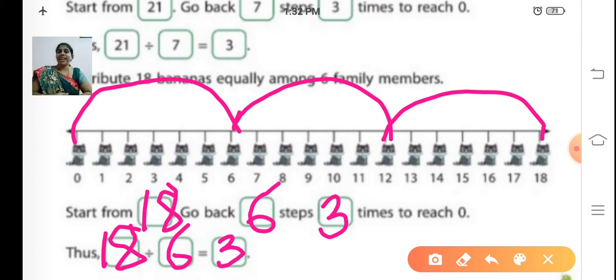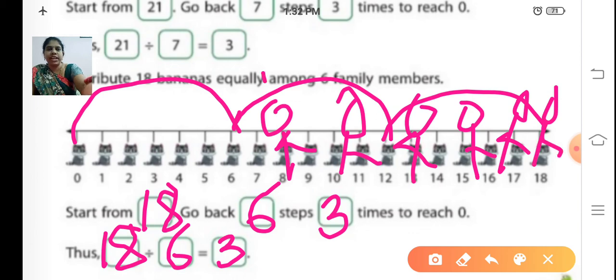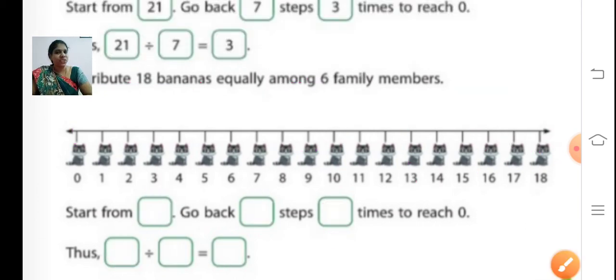So each one will get how many bananas? 3 bananas. How many family members are there? 6 family members, 1, 2, 3, 4, 5, 6. Each one will get how many bananas? Each one will get 3 bananas.